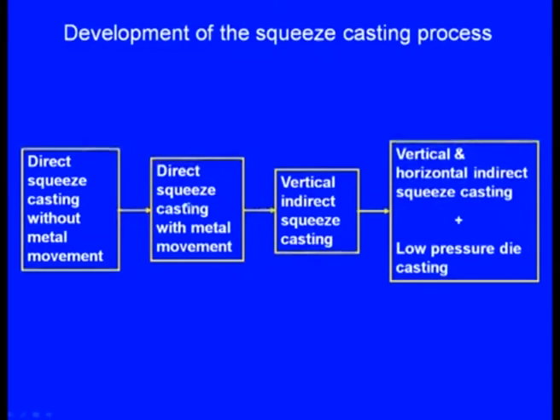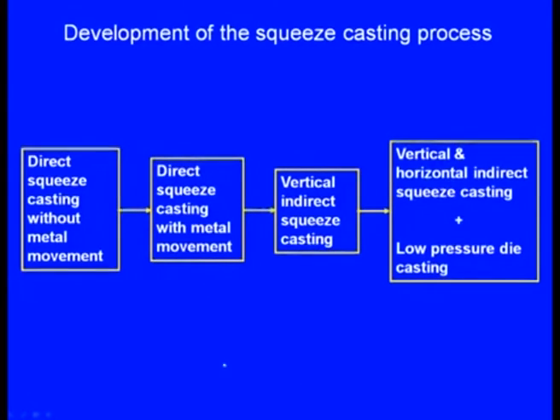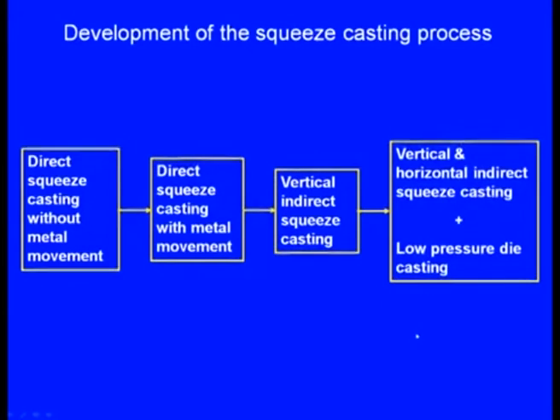Next one, direct squeeze casting with metal movement. After making the ingots, next we can make the parts. Here metal movement is there. Next one, vertical indirect squeeze casting. Here also metal movement will be there. Next one, vertical and horizontal indirect squeeze casting plus low pressure die casting. These are the final processes where we can get the final components.